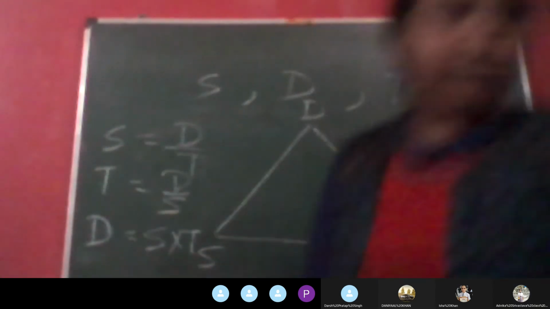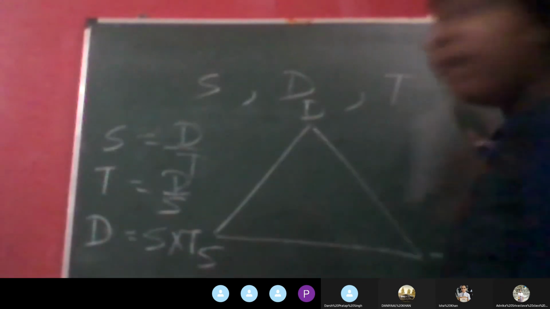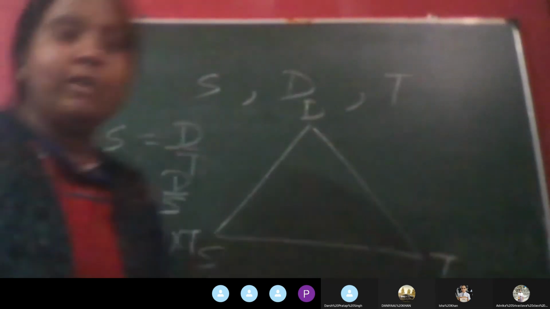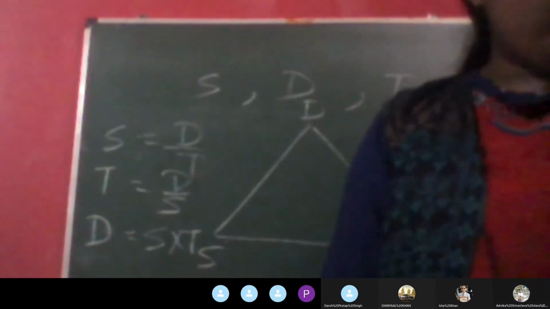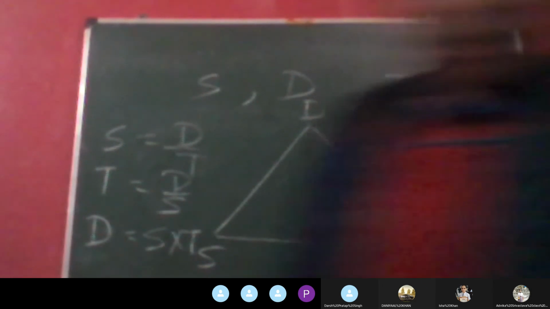So this was from my side for speed. The next topic we will be discussing is time. Uniform and non-uniform motion we will be discussing in detail with the help of graphs, but only after I teach you the distance-time graph. Today I've given you just the concept of what uniform and non-uniform motion is. Am I clear?